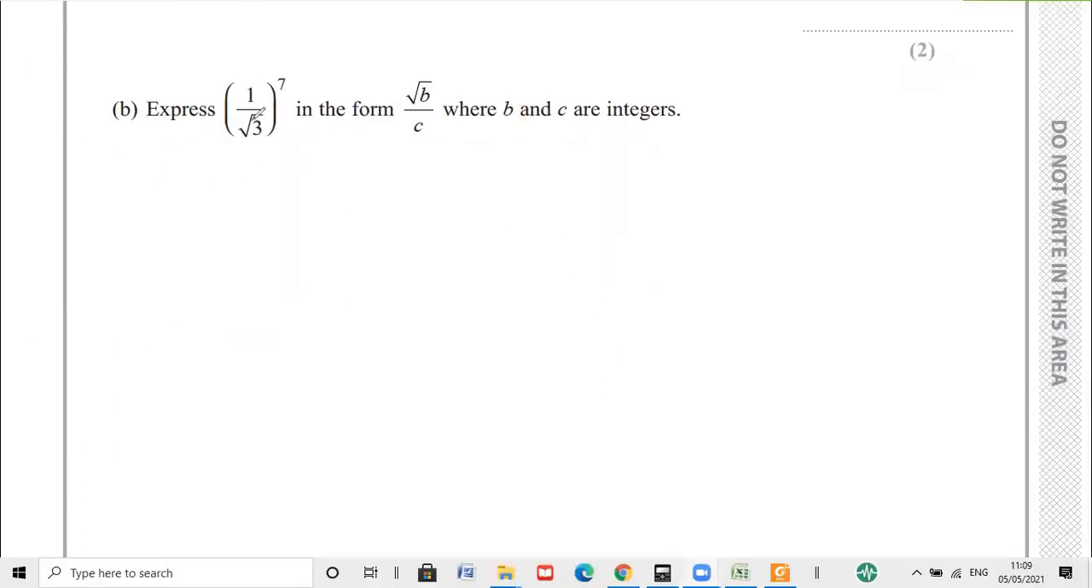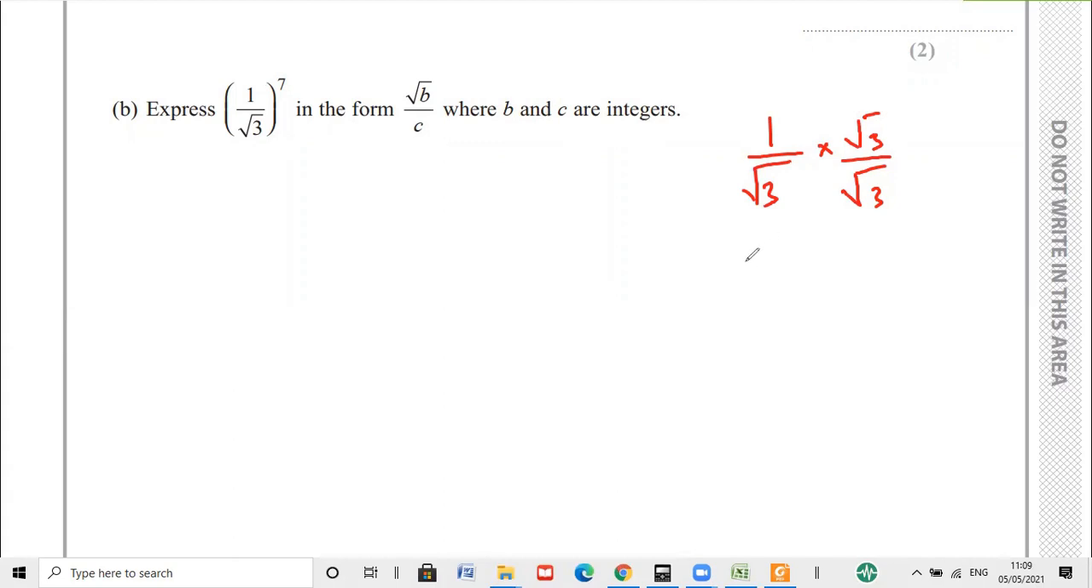Question 18, part B. Express 1 over square root of 3, all of that to the power of 7, in the form square root b over c, where b and c are integers. But first of all, we should know that if we have 1 over square root of 3, we can rationalize it by multiplying it by square root 3 divided by square root 3.